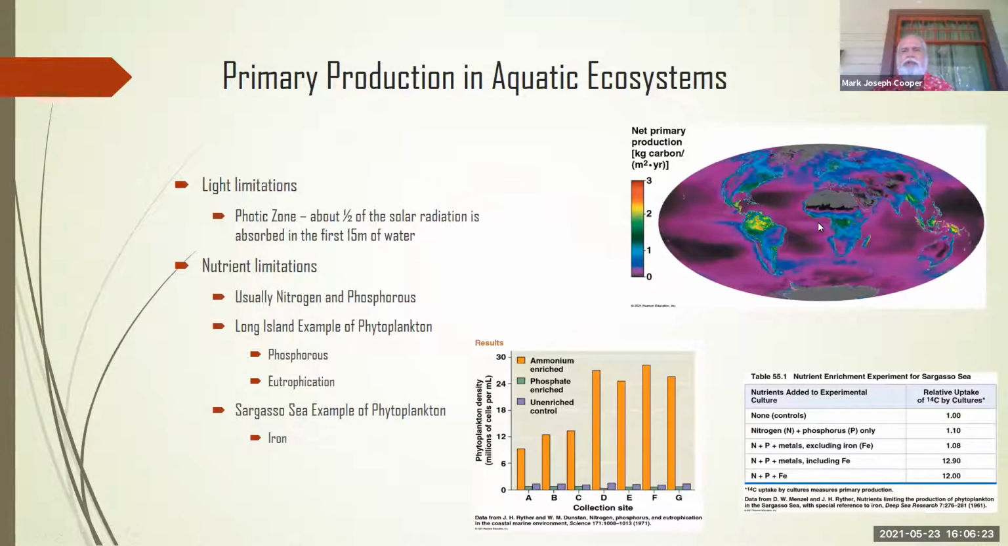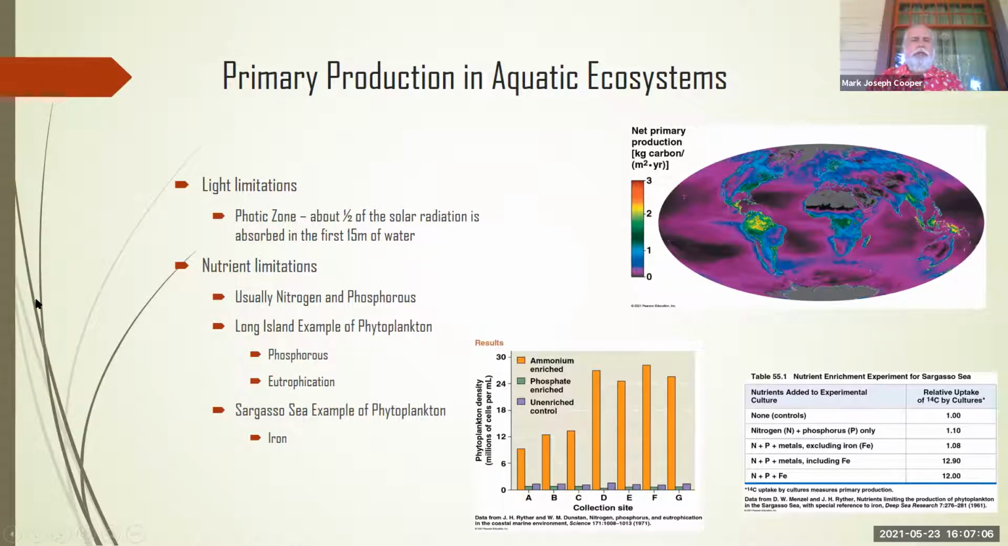What I would like to do now is talk about primary production in aquatic ecosystems, and then we'll do the same for terrestrial. Two of the biggest things here are light limitations and nutrient limitations. If you remember from the last test, the photic zone is where the light will go through. Half the solar radiation is absorbed in the first 15 meters in water, and depending on how clear the water is, light may not go much further down. In some really clear water, I forget the numbers, it only goes 35 or 45 meters down before it stops. So that's light limitation.